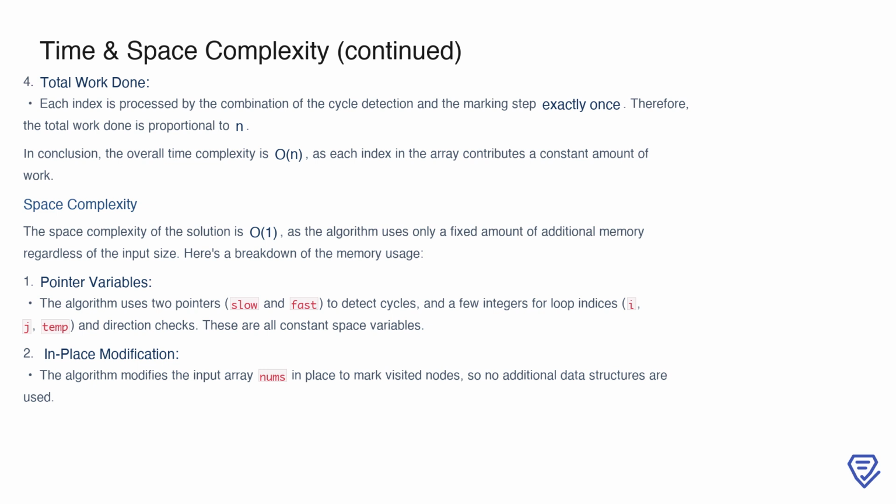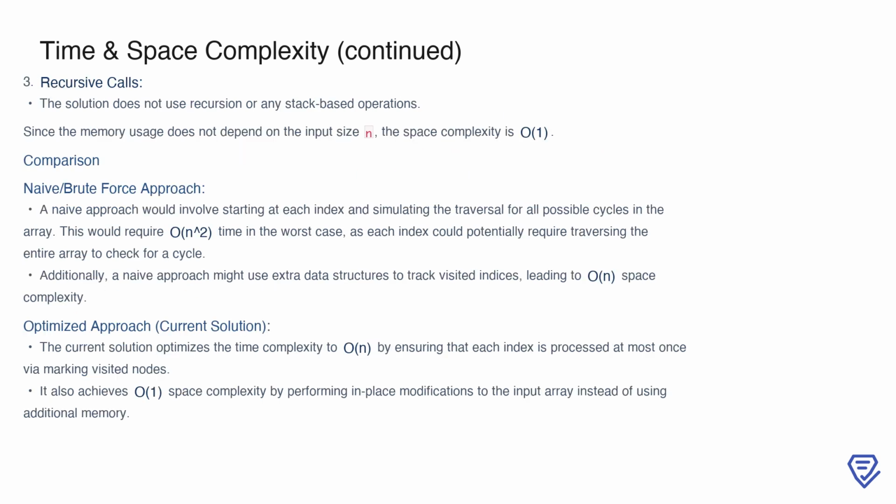This is because the cycle detection relies on two pointer variables, slow and fast, along with a few other integer variables to manage indices and directions. All of these variables consume a fixed amount of space, regardless of the input size. Furthermore, the algorithm modifies the input array in place to track visited nodes, eliminating the need for additional data structures. This in-place marking ensures that space usage remains minimal. The solution also avoids recursion or stack-based operations, which could otherwise increase memory usage. By staying entirely iterative, the algorithm keeps its space complexity at O(1).